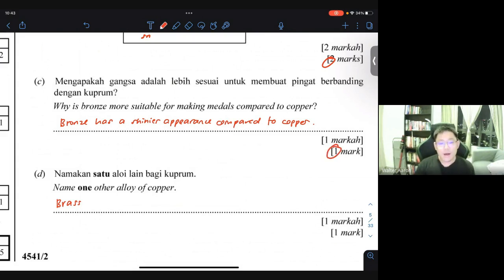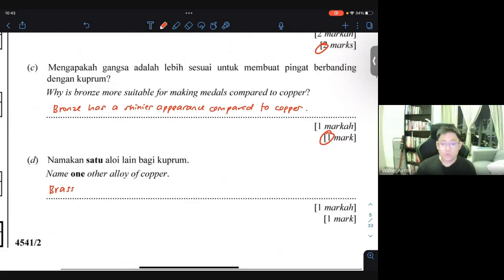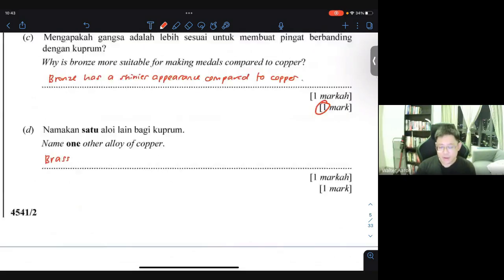Next one, name another alloy of copper. Copper has 2 alloys. One is called bronze, and the other one is called brass. Brass has a little bit lighter color, slightly more towards a gold kind of color. That's usually made into musical instruments. So the answer here is brass.